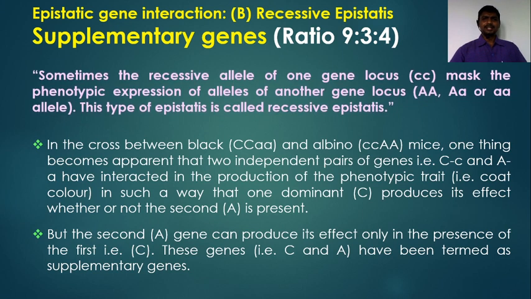So this supplementary gene or recessive epistasis can be defined as: sometimes the recessive allele of one gene locus, small c, masks the phenotypic expression of alleles of another gene locus, that is capital A or small a allele. This type of epistasis is called recessive epistasis.